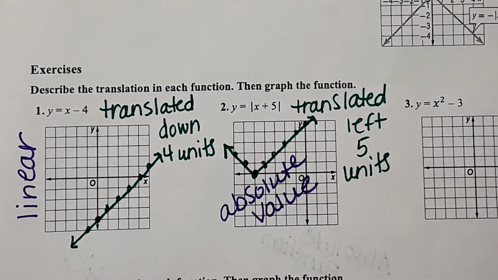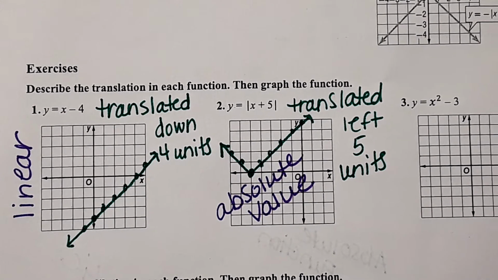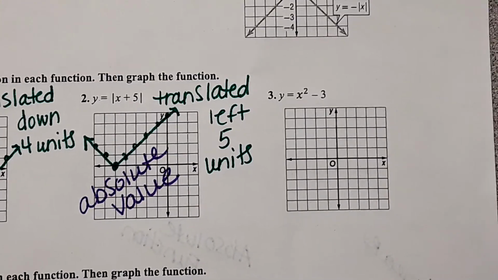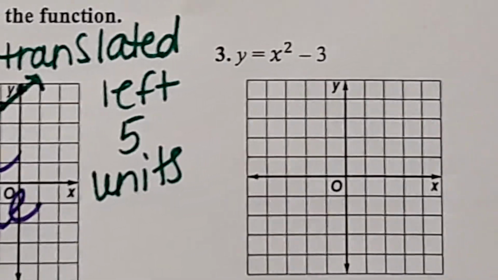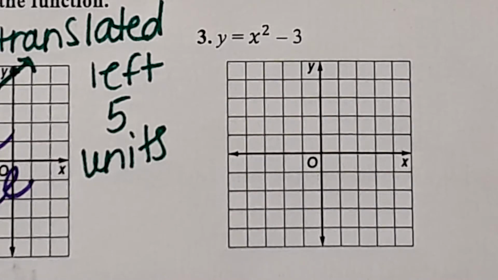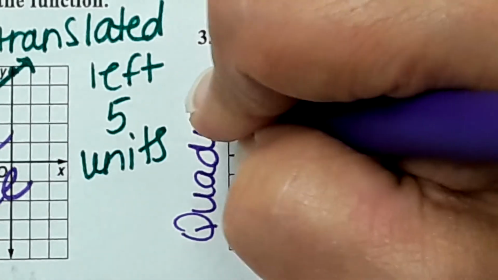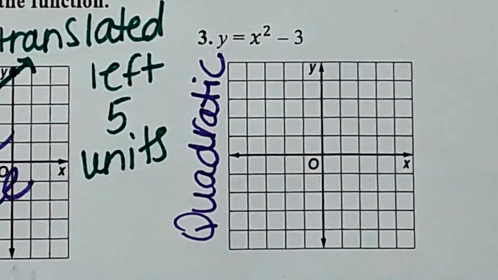Now, the number is outside. It's outside the absolute value. There's no parentheses. So this is vertical, no matter what. Now it's the opposite. When the number is greater than 1, this is stretched vertically. This is compressed vertically.